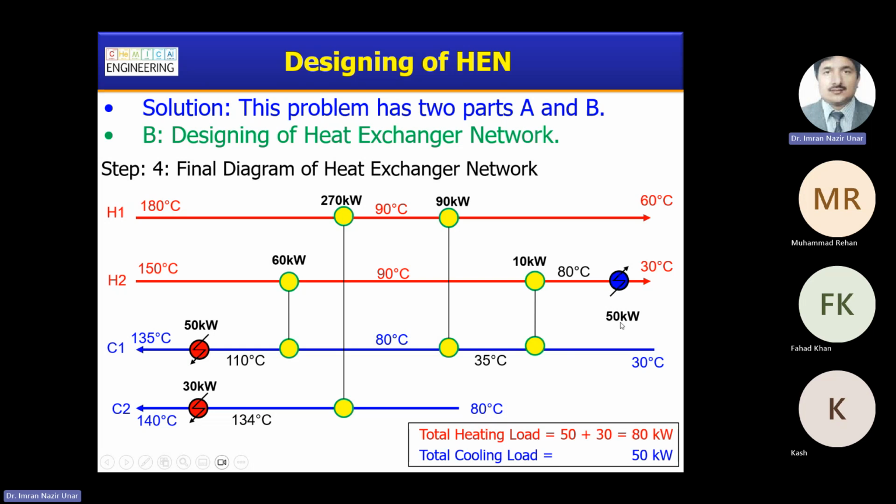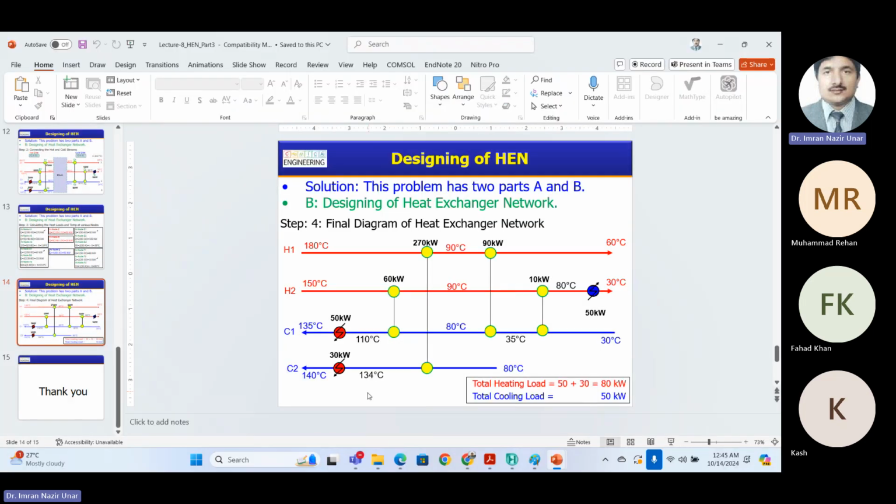In the first slide, I showed you that this was 420 kilowatt. So we have reduced the total requirement of utilities to 80 kilowatt only, and internal exchanges are being done in the industry. Similarly, total cooling load is 50, which was initially 510 kilowatt. Rest of the work was done by the internal exchange. So this is why we insert the heat exchangers, and the heat exchanger network is a big subject.